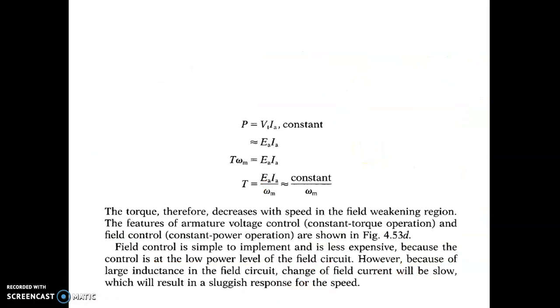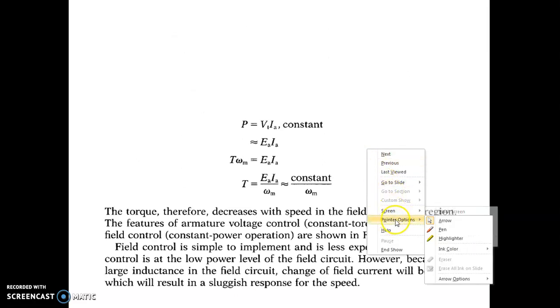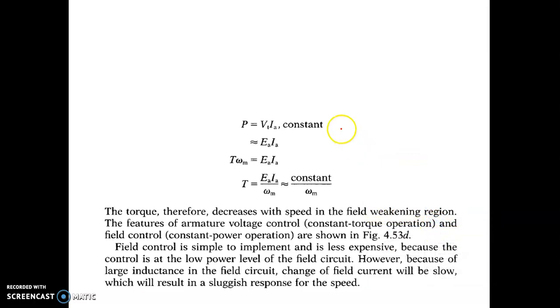Now you see here this relation I have written. In this case you see the limitation of power. Power is Vt into It, and it should be constant. So it is almost equal to Ea multiplied by Ia. Power is equal to torque multiplied by omega m. P equals torque multiplied by omega m, and it is Ea into Ia. So torque will be equal to Ea Ia by omega m.